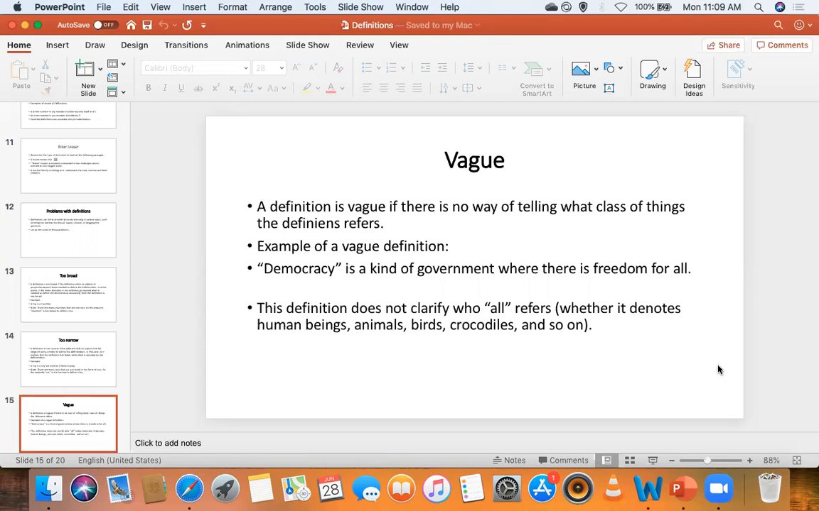Now, democracy is a kind of government where there's freedom for all. This definition does not clarify who all refers to. When you say all, freedom for all, are you talking about all human beings, all animals, or all birds, crocodiles, and so on? So freedom for all is vague as a definition of democracy. You need to make the definition specific.